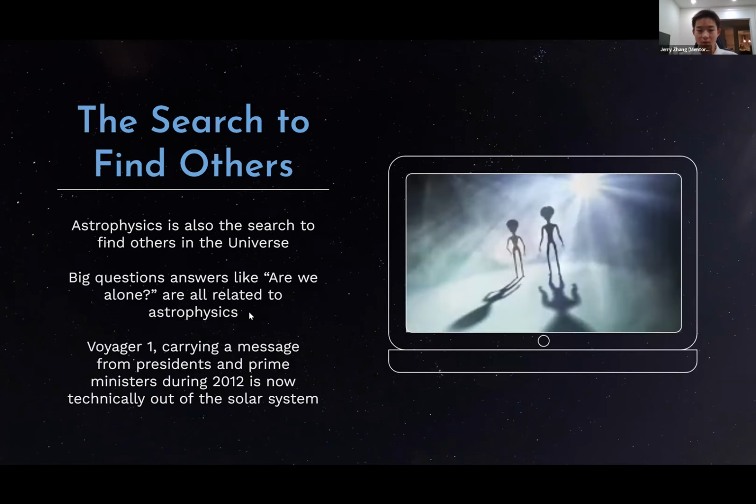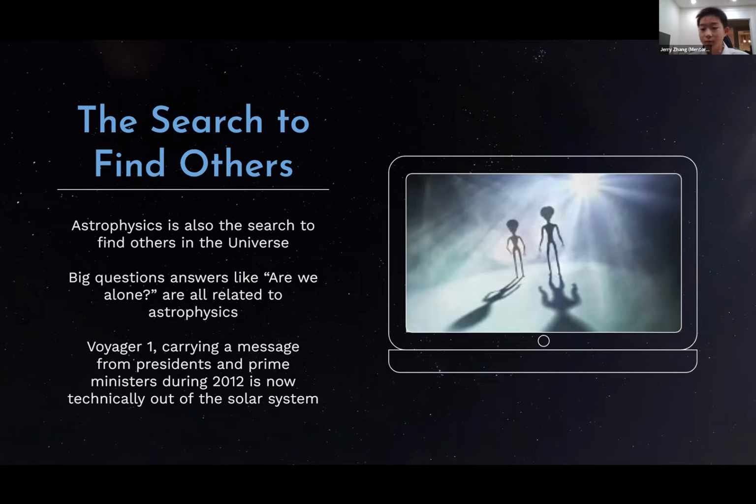Okay. So next up, we're going to be talking about the search to find others. This is finding extraterrestrial life in our galaxy currently, and then we're going to slowly move on into bigger areas. So astrophysics is also the search to find others in the universe. So we're trying to find aliens and extraterrestrial life.